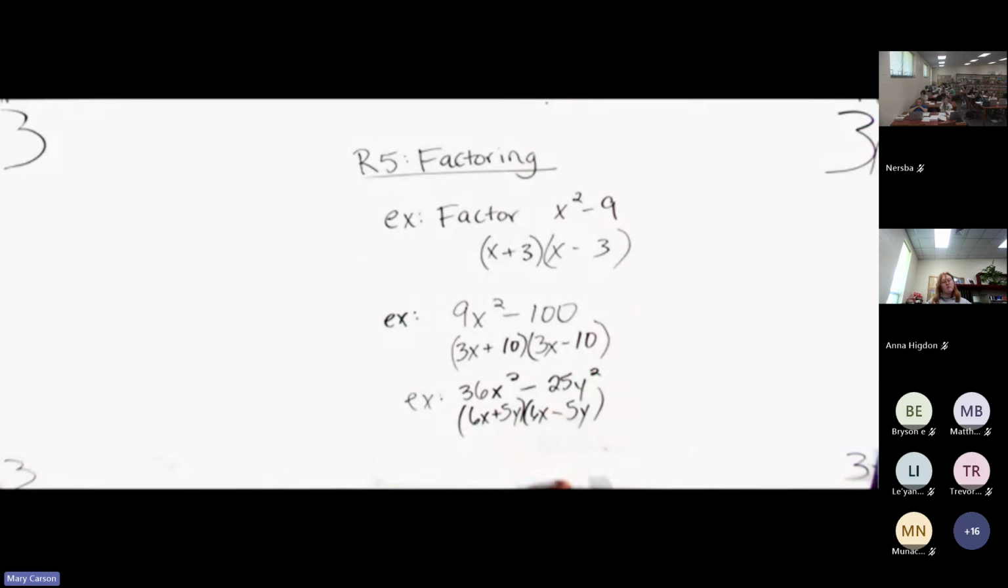All right, another thing is if you look at two terms and you have to check to see if it is a difference of two cubes. Let's look at that.